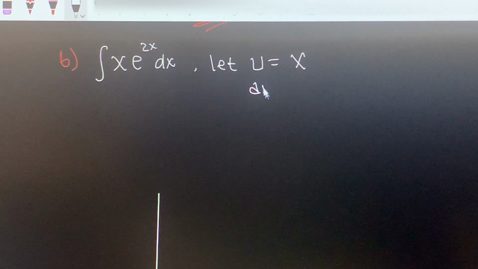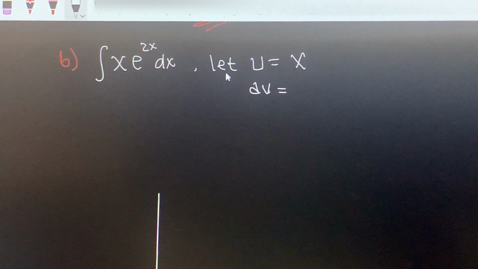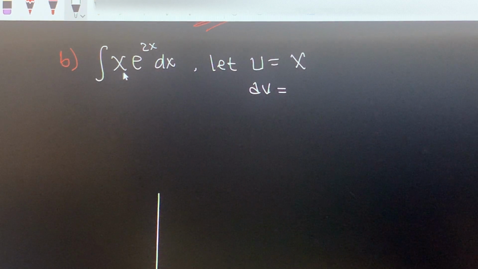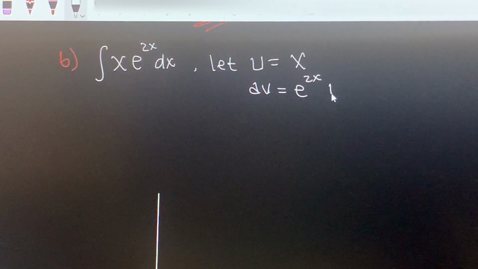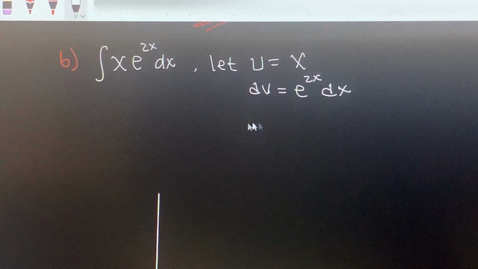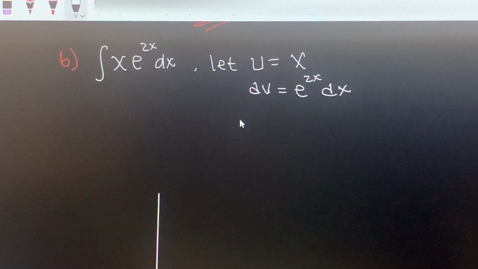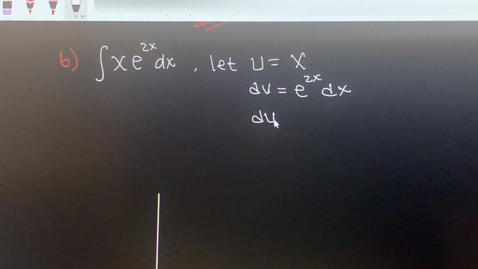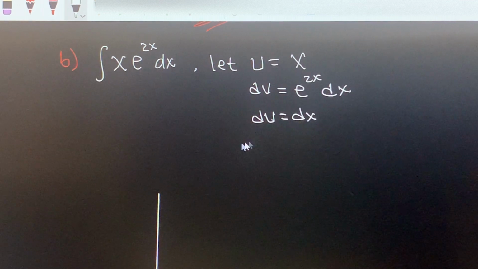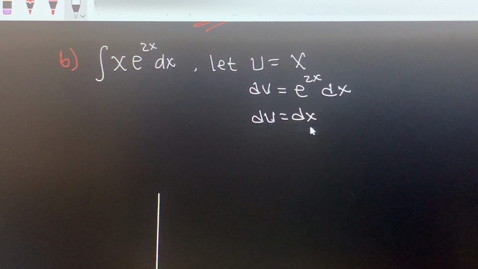I don't have any confusion about dv. Once I decide about my u, whatever is left in the integrand is going to be my dv. So according to that, e to the power of 2x dx is my dv. From this, if I know u, I need du, which is simply dx, because the derivative of x is 1, so that's 1 dx. Don't forget this dx again and again.